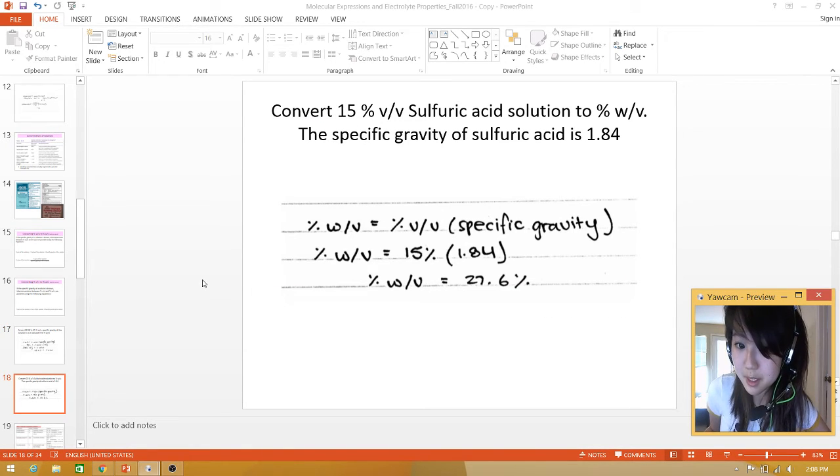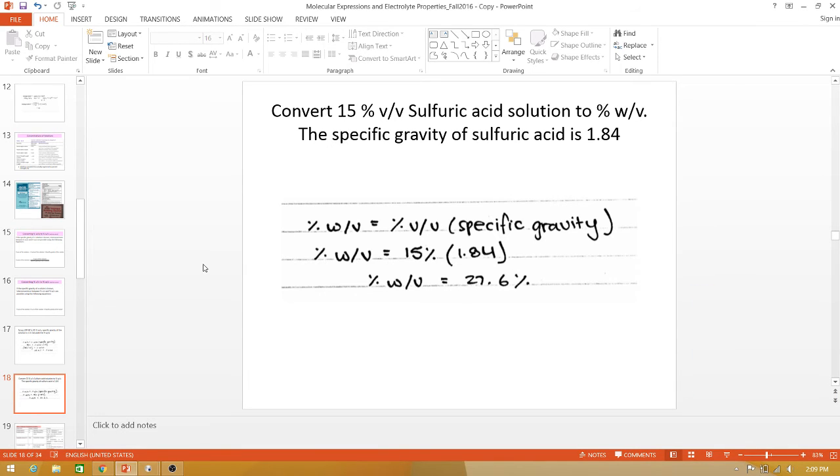And then for this problem, we're not going to need to rearrange the formula at all. We're just going to plug in those numbers and get 27.6%.